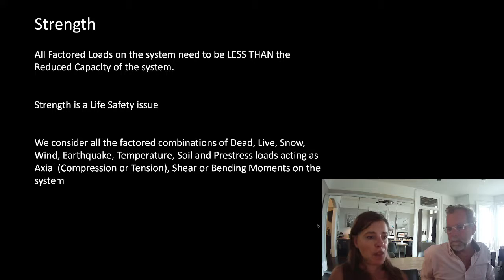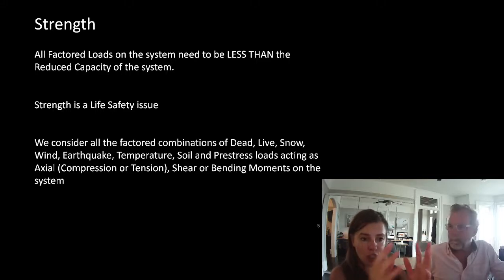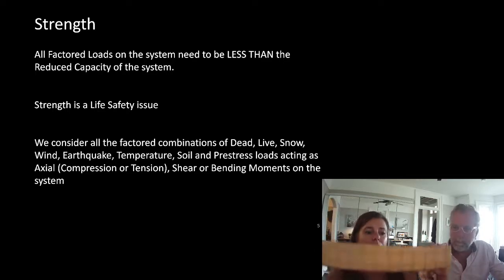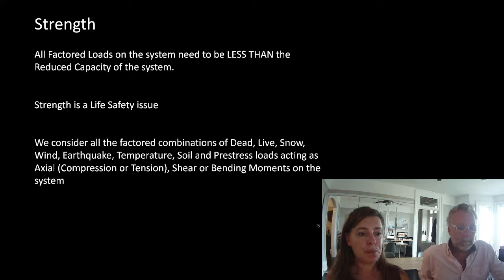And when we're doing that, we think of all of the load combinations of dead, live, snow, wind, earthquake, temperature, soil, pre-stress, all acting as either axial loads, so that means squashing it or stretching it, shear, or bending moment. So this would be bending, for example. And we need to think of all of those combinations on all of those types of actions on the element and make sure that it is strong enough to resist those loads.